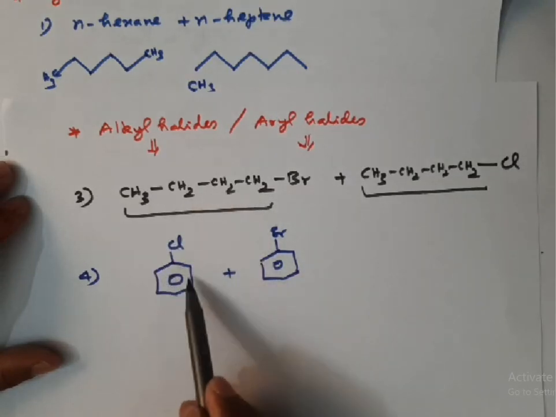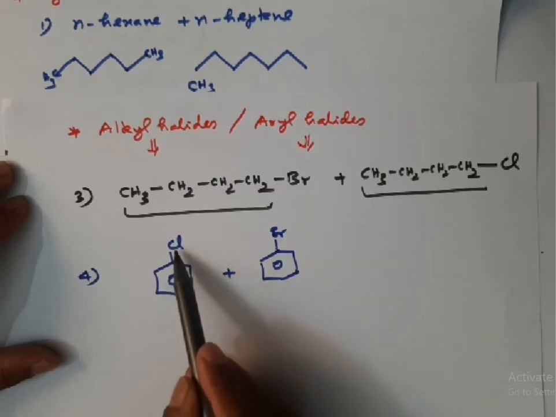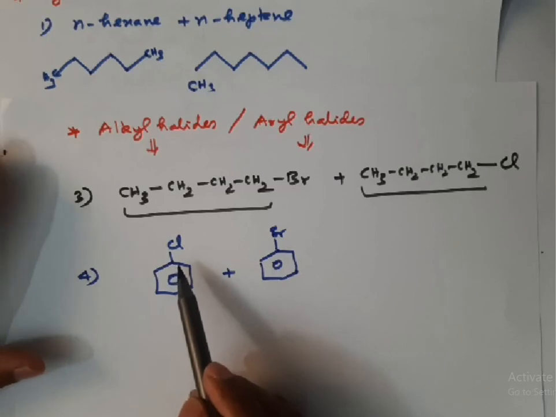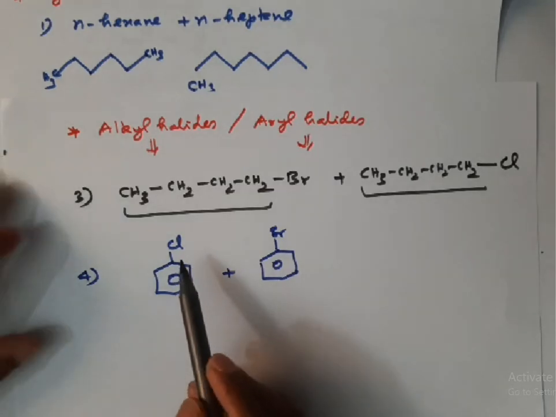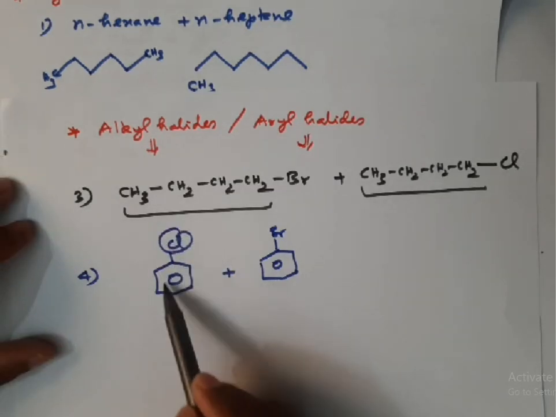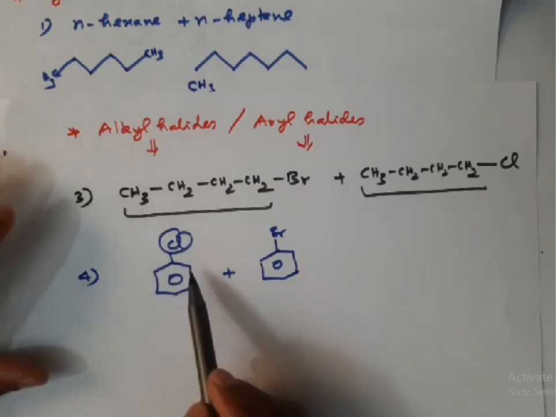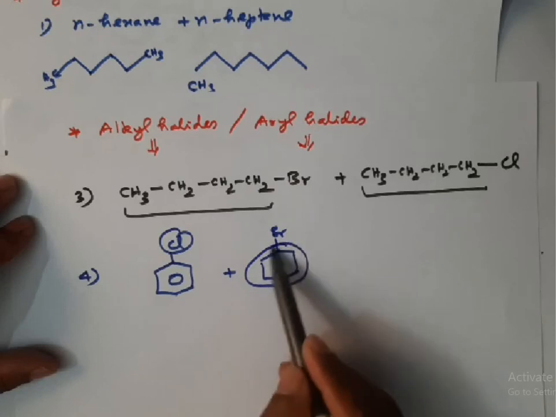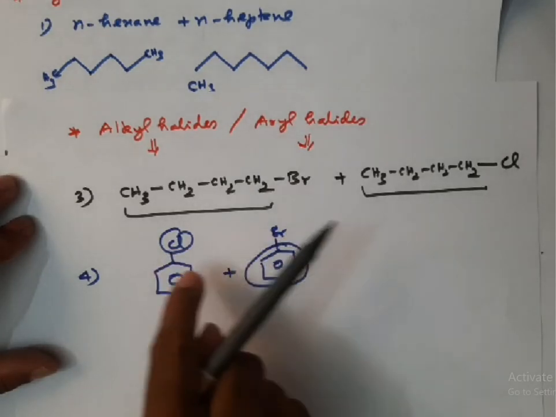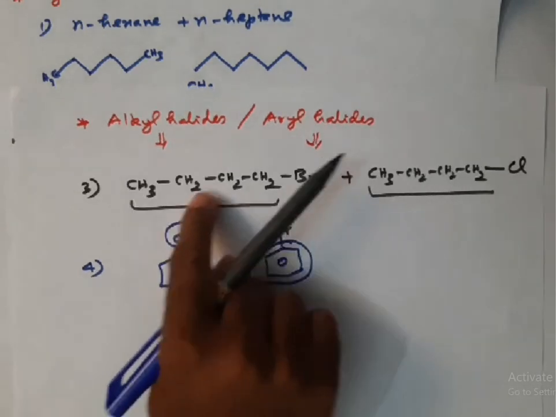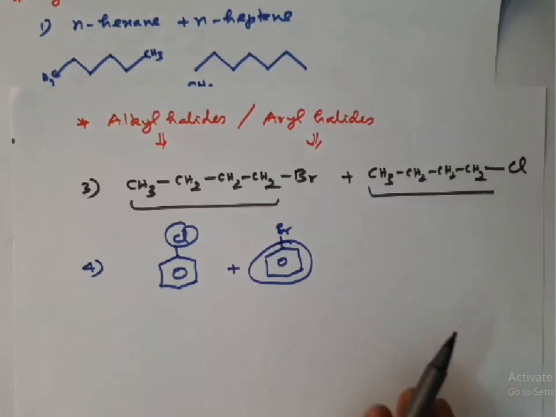Here I have an aromatic ring, benzene, right? Whenever a halogen is connected to an aromatic ring, we call those halides aryl halides. Aromatic means benzene, naphthalene, anthracene; they are all aryl groups. So whenever a halogen is attached directly to an aromatic group, it is called an aryl halide. Whenever a halogen is connected in a chain, they are called alkyl halides.